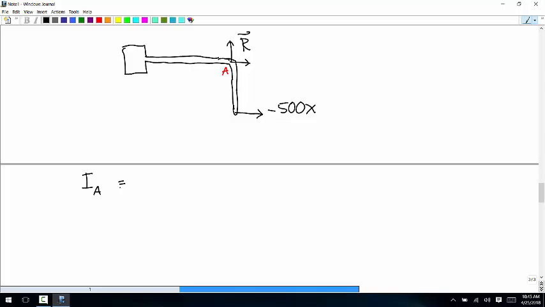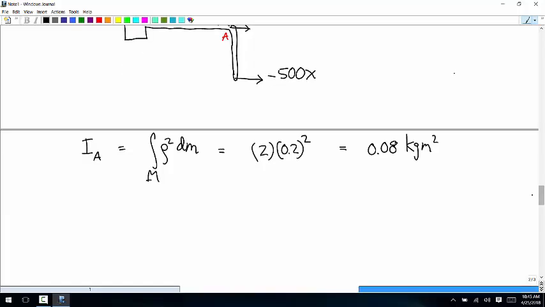Okay, well, the definition of mass moment of inertia is the integral of rho squared dm. We only have one dm, it's that 2 kilogram weight. So this is just equal to 2 kilograms times 0.2 squared, and so that is 0.08 kilogram meter squared, right? So now we can go to the rotational equation.